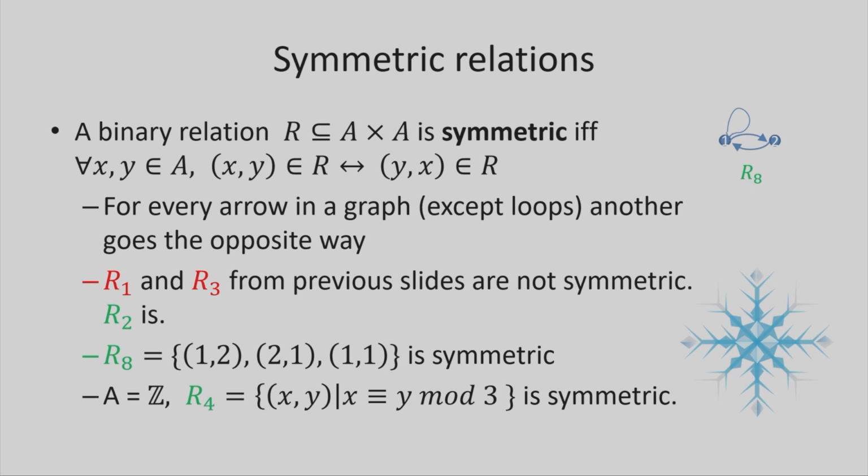One of the classic examples of a symmetric relation is the congruence mod a number relation. If the number x and the number y have the same remainder mod 3, then, well, y and x also have the same remainder mod 3.